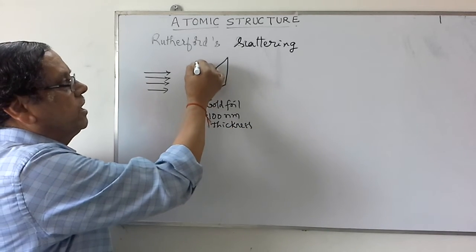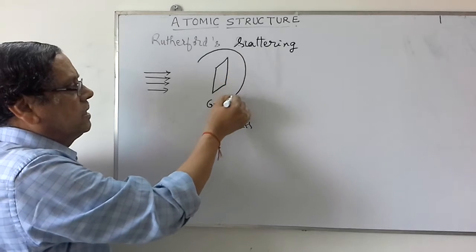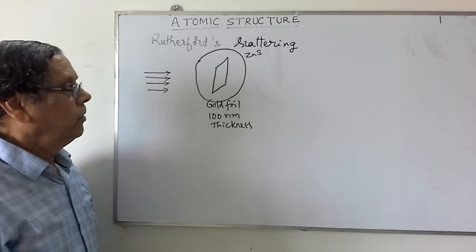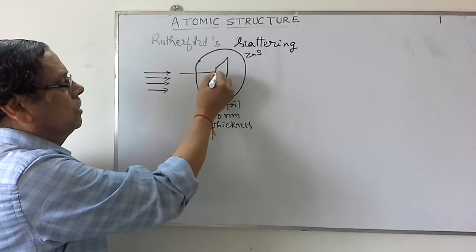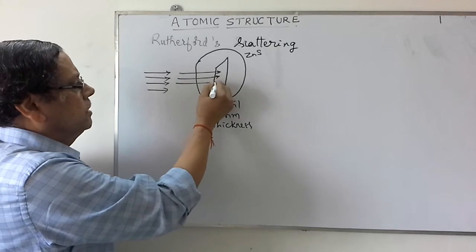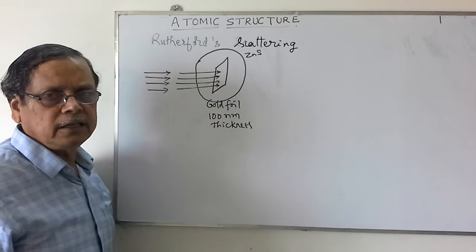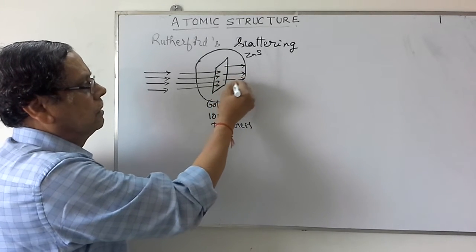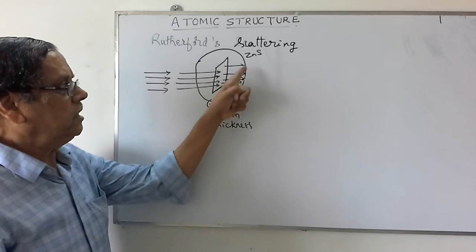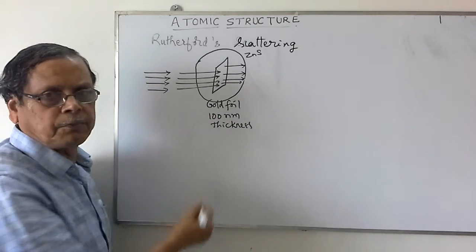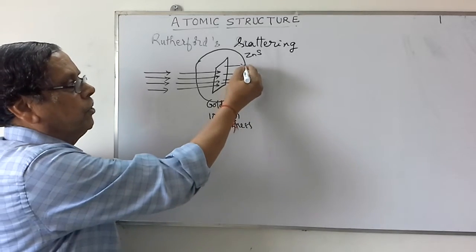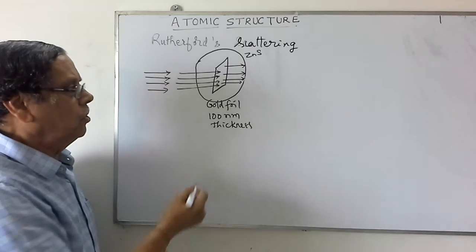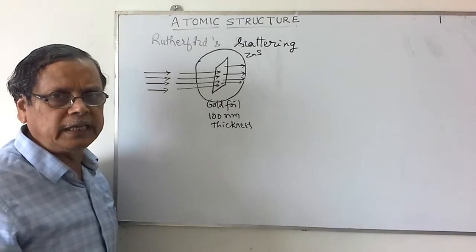This gold foil is surrounded by a zinc sulfide screen. So this is the zinc sulfide screen. When these alpha radiations come and hit the gold foil, it is observed that most of the radiations pass through without any deflection, like this. When the rays pass through the gold foil without deflection, they will produce the glow on the zinc sulfide screen. So most of the radiations pass through without any deflection.